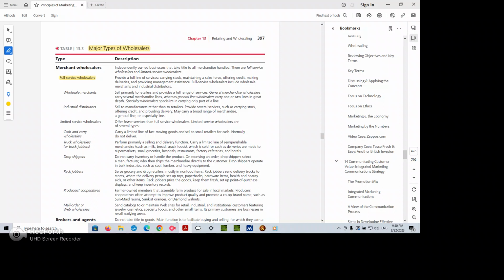Now we want to talk about major types of wholesalers. You have full service. This is the same kind of idea like retailers, except it's a wholesaler. So it's the same kind of idea on the service or the value added end. Basically, they provide a full line of services, carrying stock, maintaining a sales force, offering credit, making deliveries, and providing management assistance. Full service wholesalers include wholesale merchants and industrial distributors.